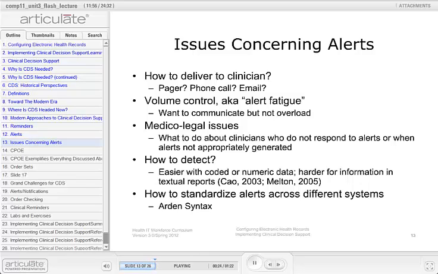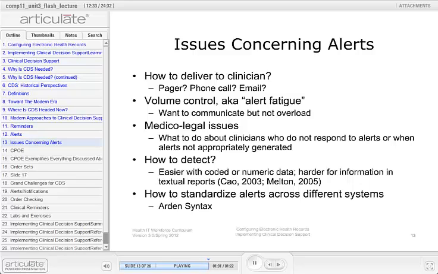Physicians complain of alert fatigue because of the high number of alerts that are integrated into the electronic health record systems that they use. It is important to communicate the most important alerts without overloading clinicians, particularly with alerts that do not require immediate action. There are also a number of medical legal issues, such as what to do when clinicians do not respond to alerts. Conversely, what should be done when physicians are depending on alerts and something is missed because the system does not appropriately generate the alerts?